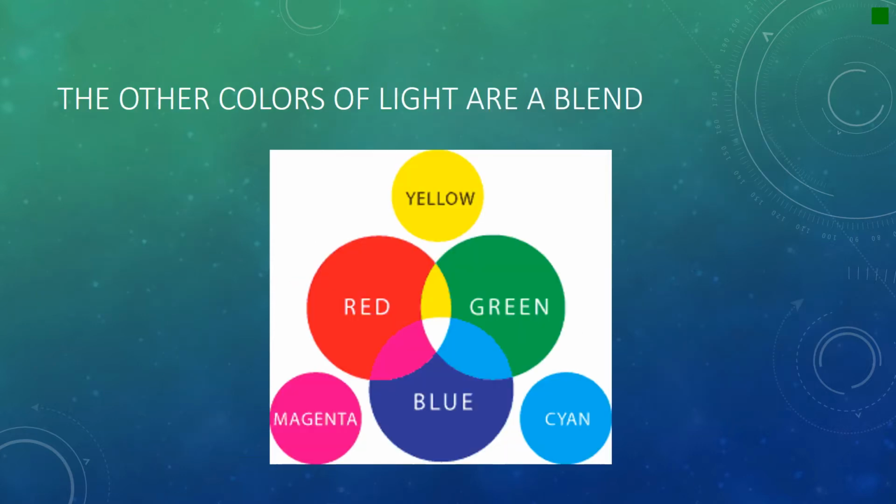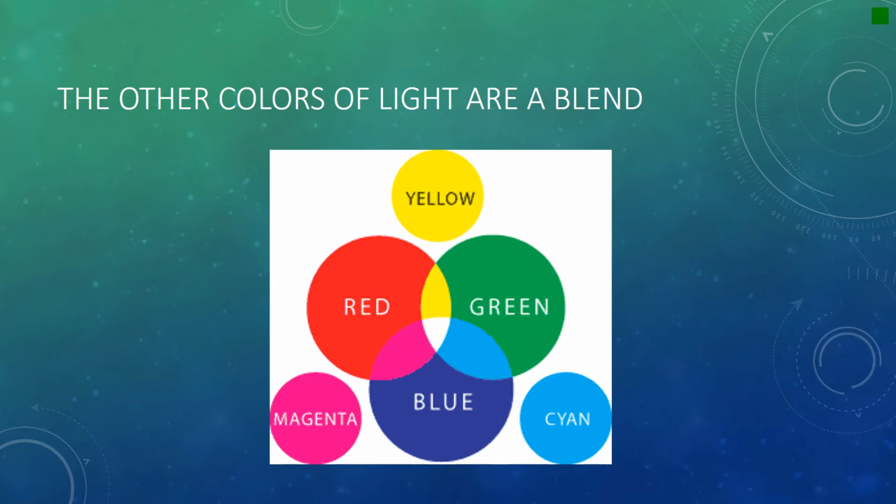So when we mix the primary colors, if you just mix red with green, you end up getting yellow, okay? If you mix red and blue, you get magenta. And if you mix green with blue, you get cyan. Okay, and you do have to have all of these memorized.